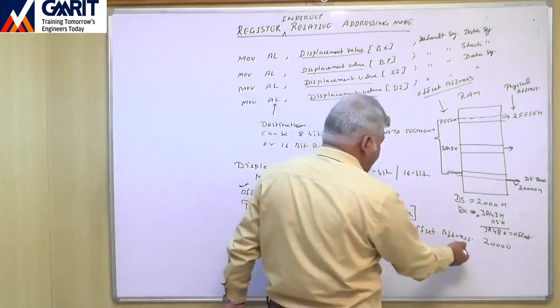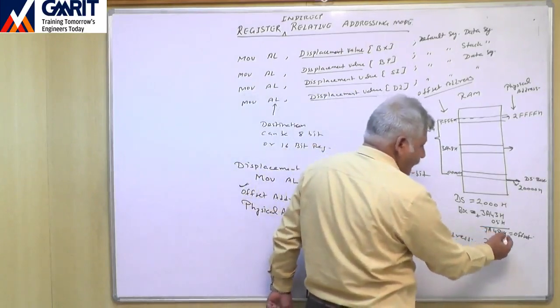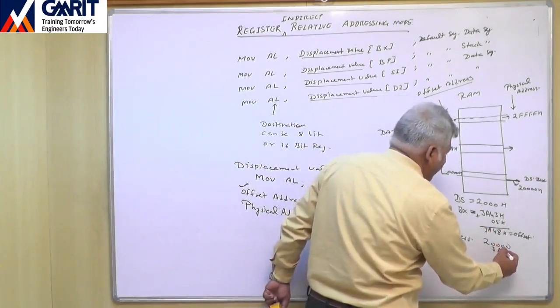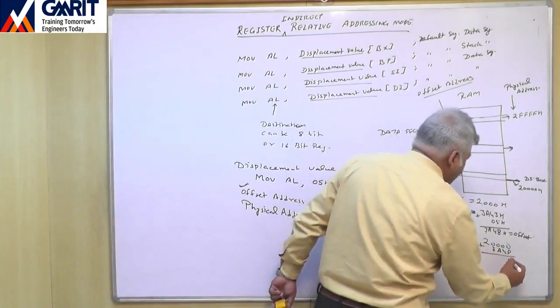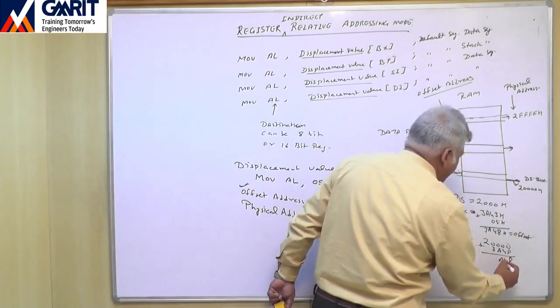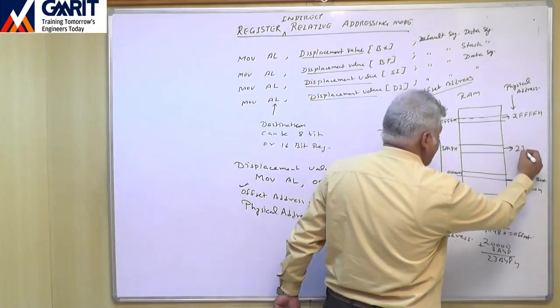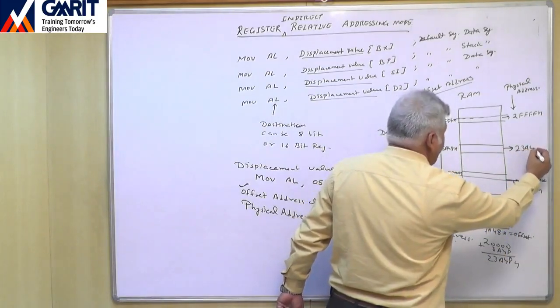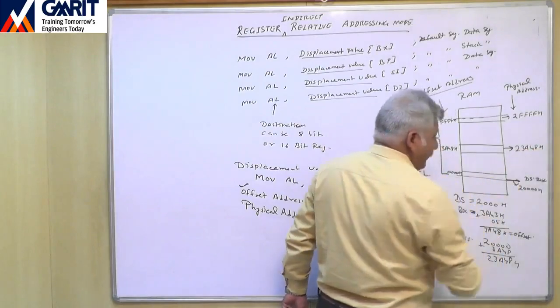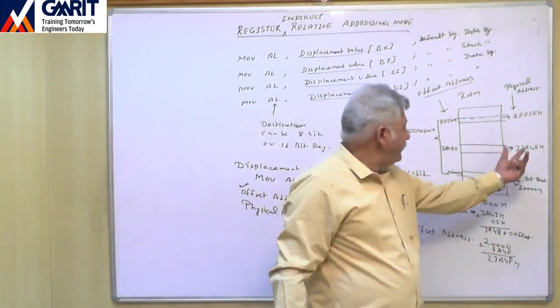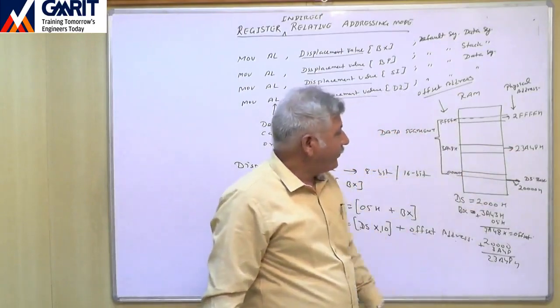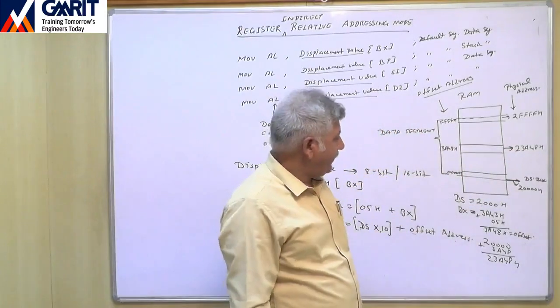After that, add the offset address. The offset address is 3A48, so add this. This will be 23A48H. This is your physical address, so data will be moved from this physical address to our AL register.